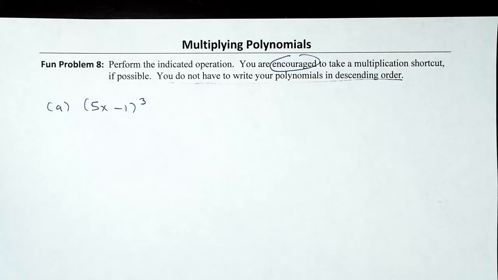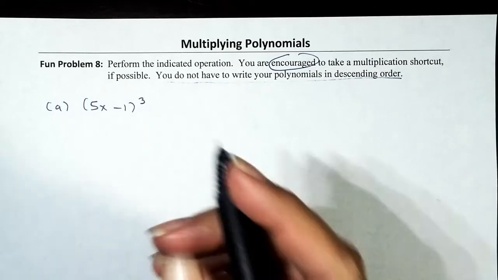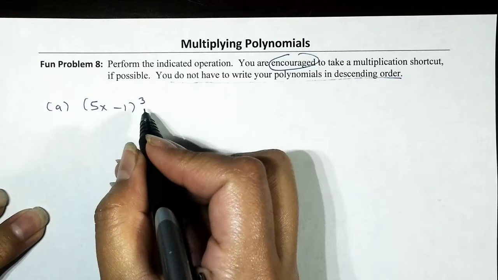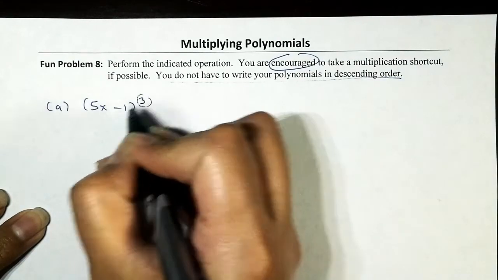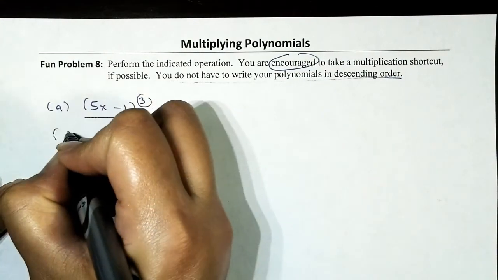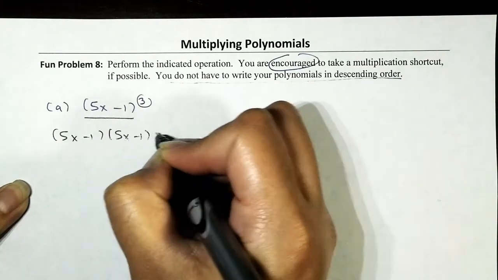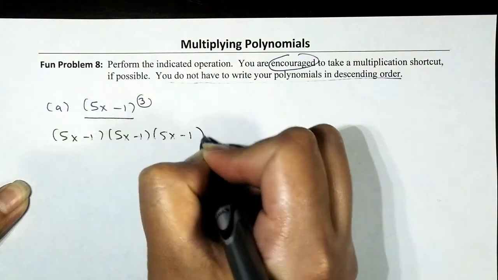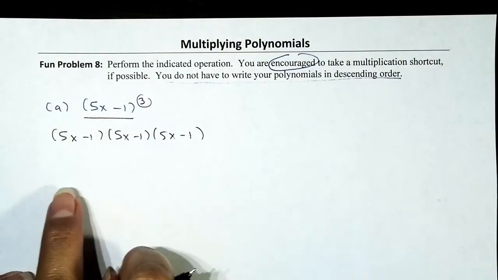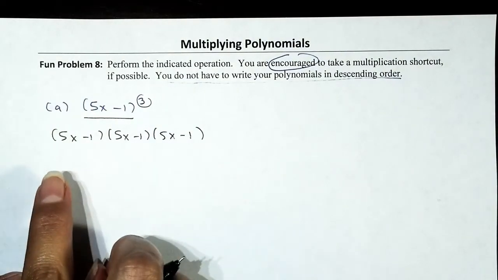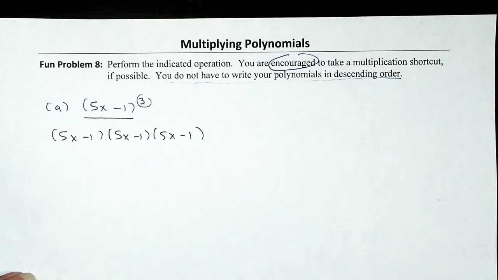So the first time around, we're going to do it the keep-your-cool way, and the second time around we're going to do it the multiplication shortcut way. If the exponent is 3, that means we have 3 factors of the base. So we have 5x minus 1 times 5x minus 1 times 5x minus 1. So we have a product of a bunch of binomials, but of course we cannot multiply them all at once simultaneously. Let's go ahead and group them.